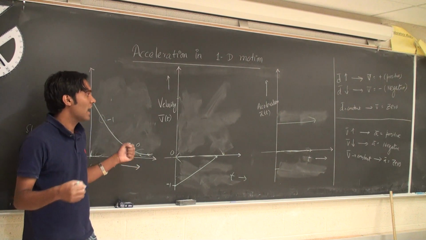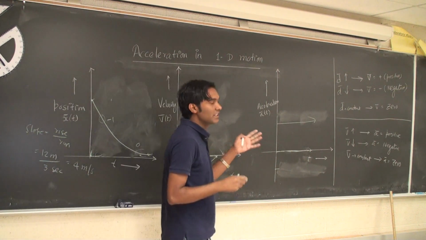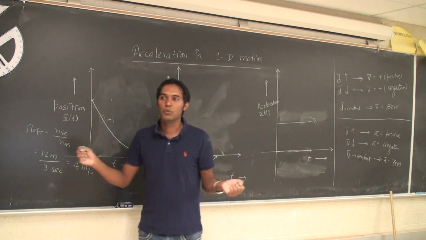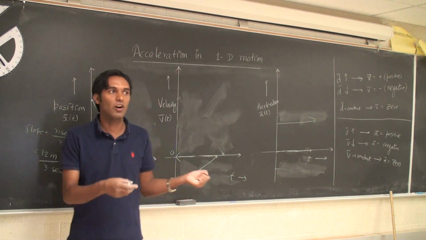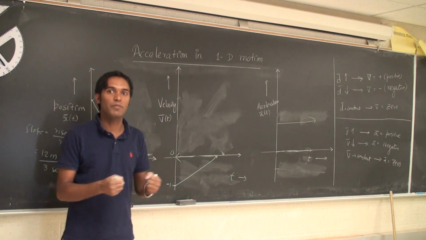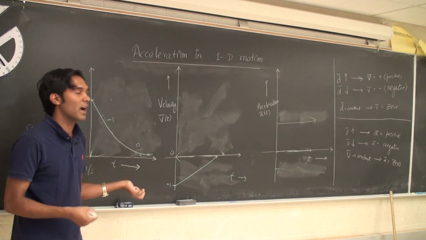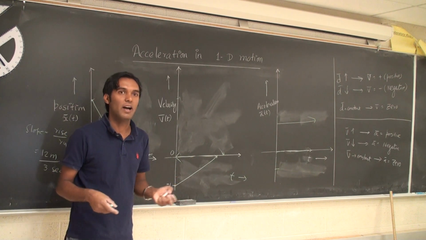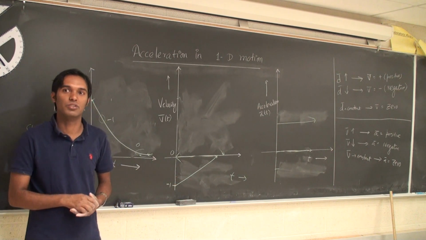In our lab, we are still using the motion detector, and we will be accelerating towards or away from the motion detector, and we find out the different types of graphs, and we'll interpret the graphical nature of those things.